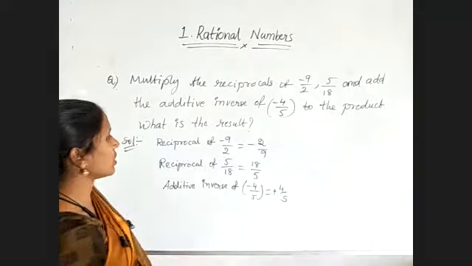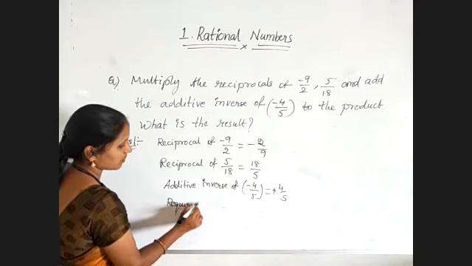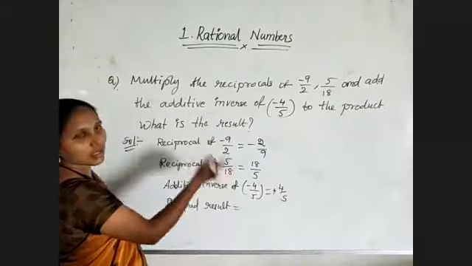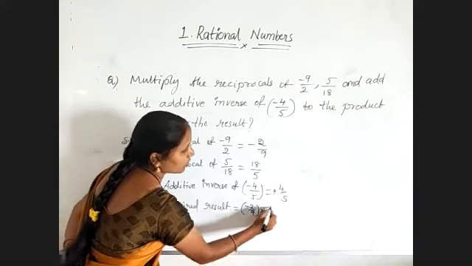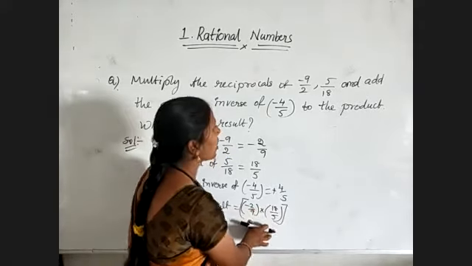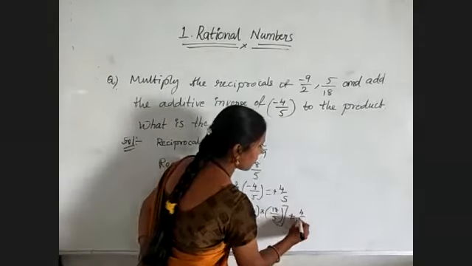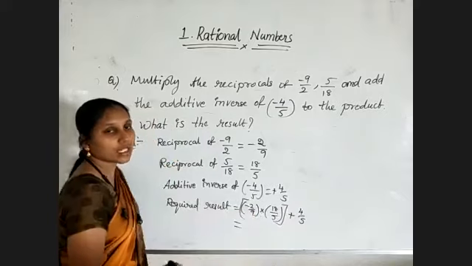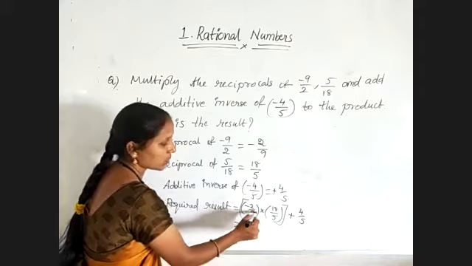So now coming to the question, the required result is equal to: multiply the first two reciprocals, that is minus 2 by 9 into 18 by 5. Then to this product, add the additive inverse of minus 4 by 5, that is nothing but plus 4 by 5. This is the required result they are asking for. Now if it is possible to do cancellation, do it; otherwise continue. Here into is there, so we can go for cancellation.